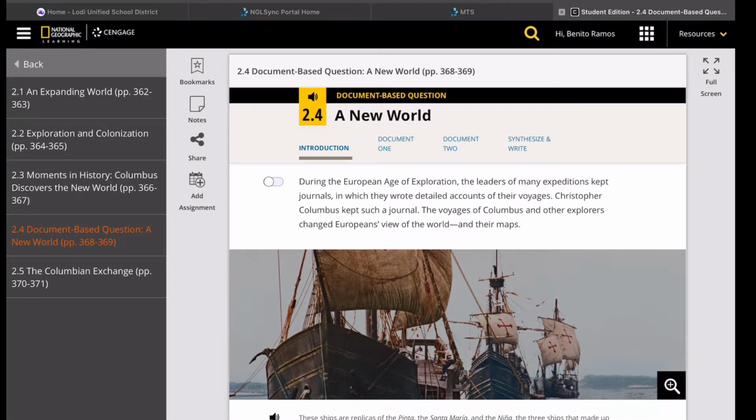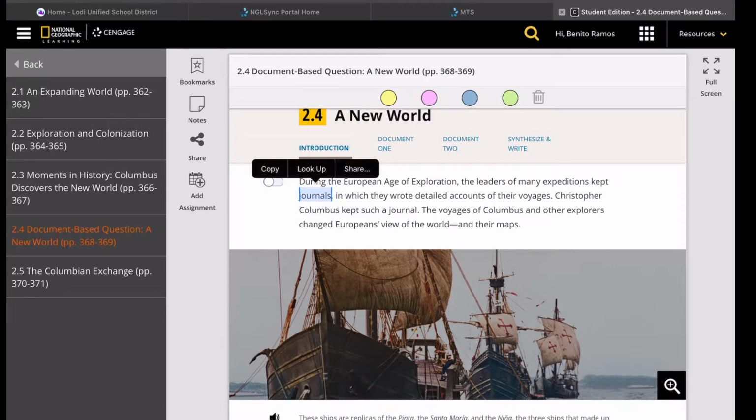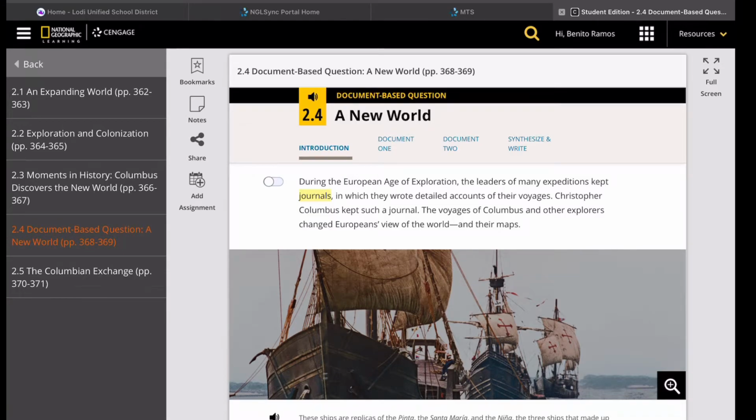Just an introduction: during the European Age of Exploration, the leaders of many expeditions kept journals where they wrote their daily activities, in which they wrote detailed accounts of their voyages. Christopher Columbus kept such a journal. The voyages of Columbus and other explorers changed Europeans' view of the world and their maps.